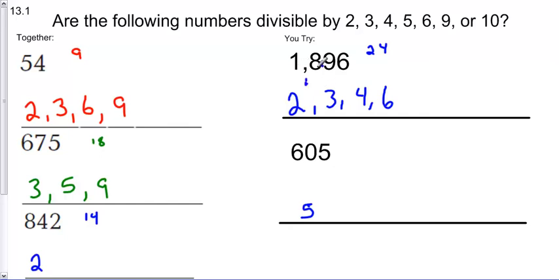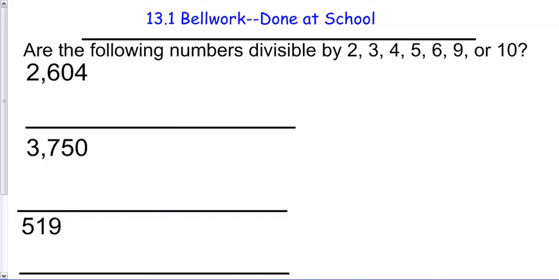Here we go. 1,896 is an even number, so I know it's divisible by 2. If I add them up, I get 24, so I know it's divisible by 3. 96, the last two digits, are divisible by 4. Not a 5, 6 yes. Then 9, no, because it's 24, and 10, no, because it ends in 6. 605. It's an odd number, so I didn't mess with the even numbers. If I add them up, I get 11. So that only leaves me with 5.